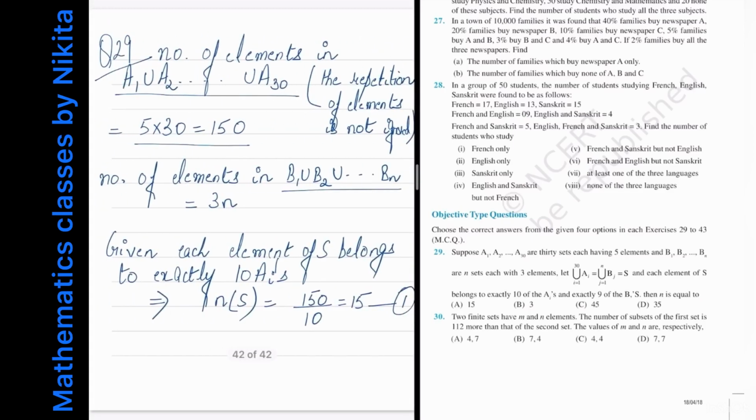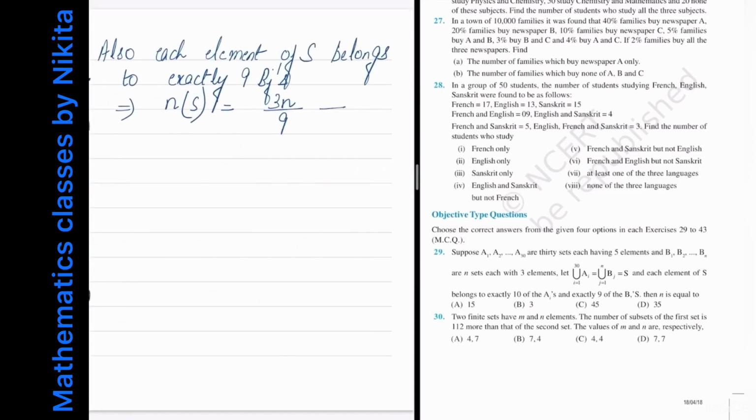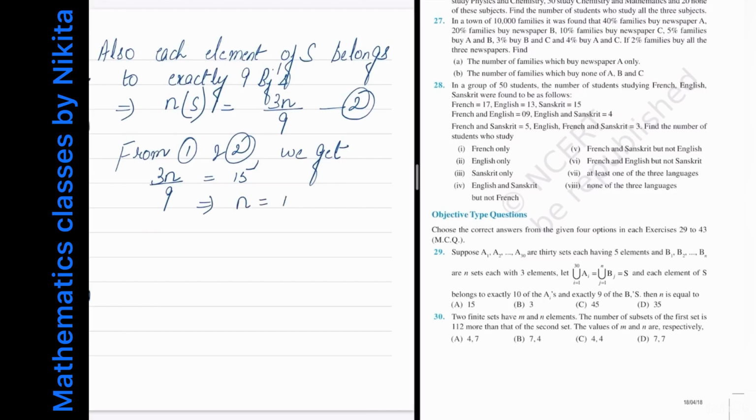Okay, now mark this as 1 and this as 2. Now we can equate 1 and 2 because both are giving you the same number, which is the number of elements in S. So from 1 and 2 we get that 3n by 9 is equal to 15, and this implies that n is equal to 15 into 3, which is equal to 45. So therefore the correct answer of this is C. So therefore I will write the correct answer is C part.